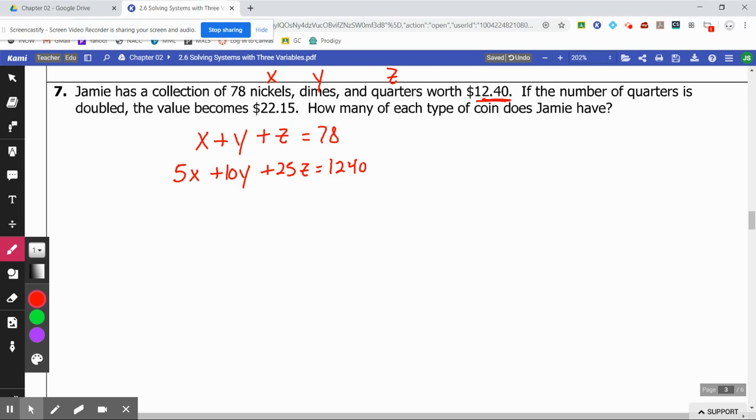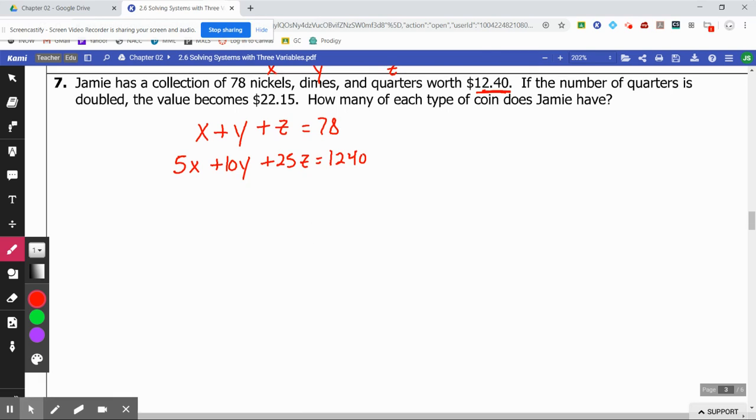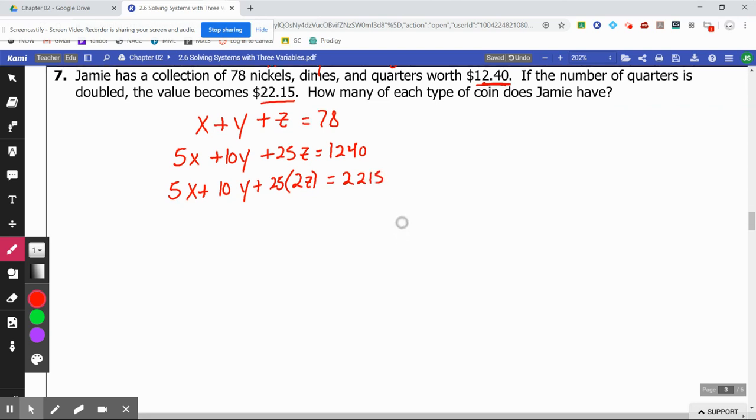Now, if the number of quarters is doubled, this makes it a little tricky. The number of nickels stays the same, the number of dimes stays the same, but the number of quarters is now doubled. We're going to talk about the value now. So the nickels are still worth 5, so it's still 5x. The dimes are still worth 10, and these quarters are still worth 25, but there are double the amount now, and the total amount is worth 2215. So these 2z's, 25 times 2z, you could write now as 50z. And that's going to be your new system.